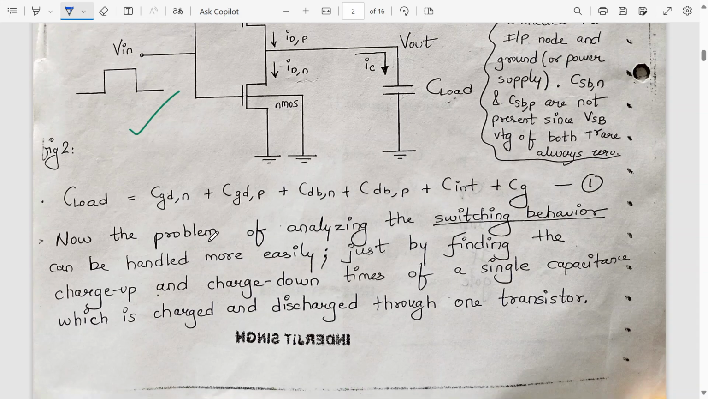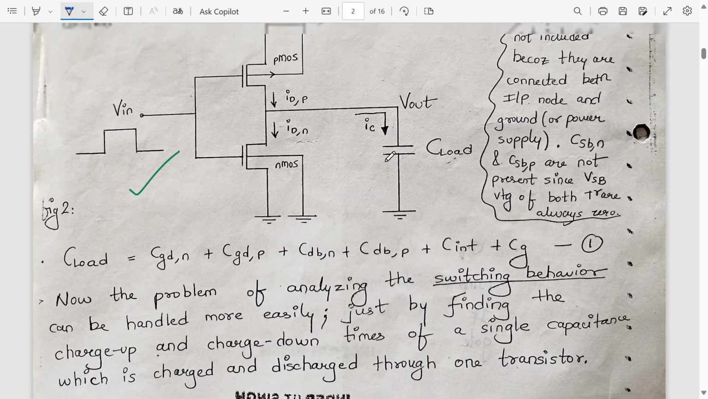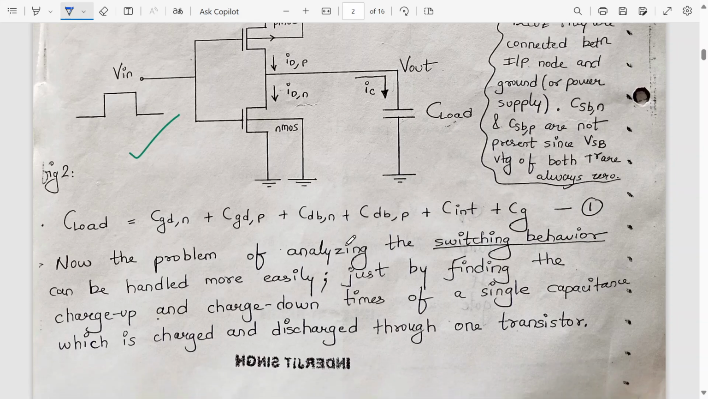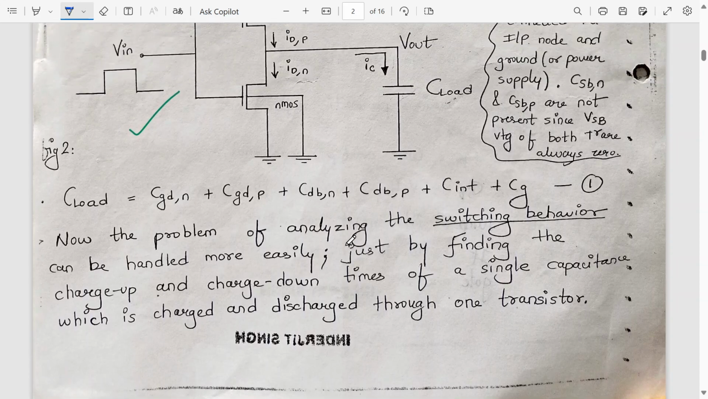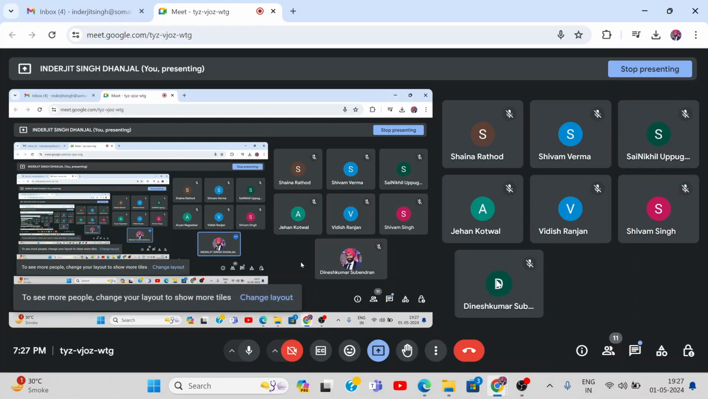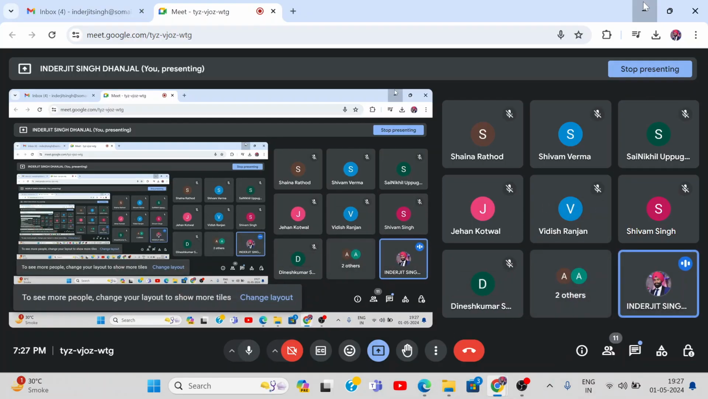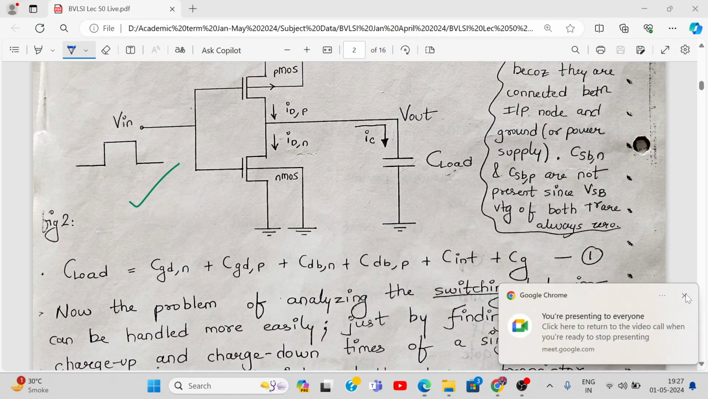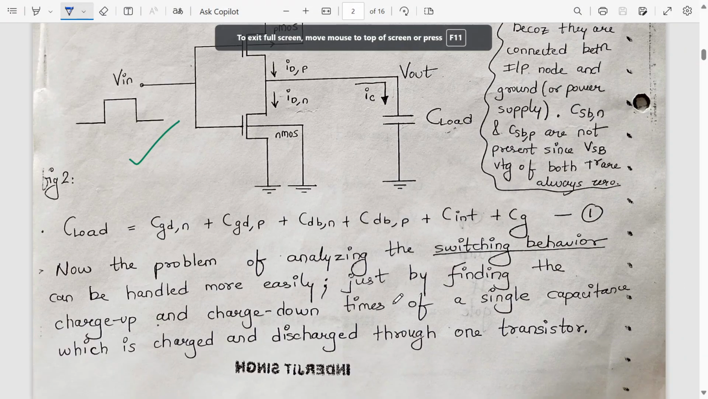Now the problem of analyzing the switching behavior can be handled more easily since we have one linear lumped capacitance at the output. Just by finding the charge up and charge down times, through one transistor, we can find the estimated delay. Are you following what we are saying, or are you finding it difficult to understand? Just let me know. Hello. Are you understanding what I'm talking about, students?